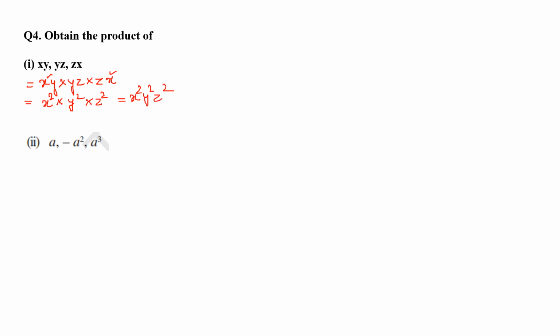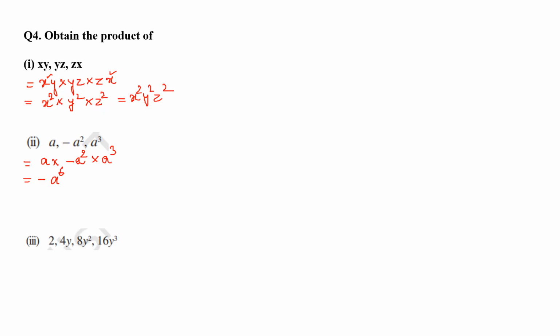Now the second question, it will be a into minus a square into a cube. Now it has one negative sign, so the product will also be negative, and a to the power 1 plus 2 plus 3, which will give you a to the power 6. So minus a raised to the power 6 is the answer.